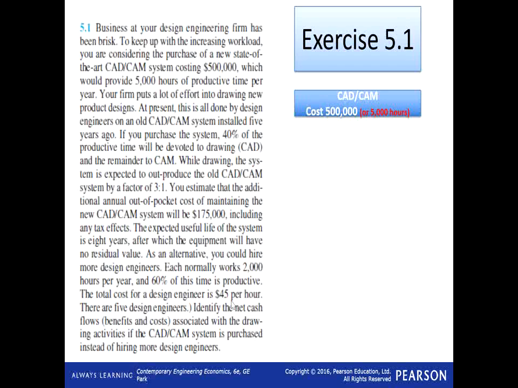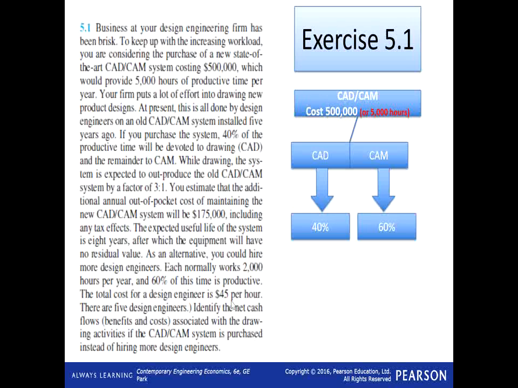I just put here the same information in a more user-friendly way. You can see here the CAD and CAM system costs 500,000 and has 5,000 hours of productive time. It will be used for both CAD and CAM: 40% for CAD and 60% for CAM. What is the benefit and cost of purchasing? This is the first question, right? What is the net cash flow, or what are the benefits and costs of purchasing this system?